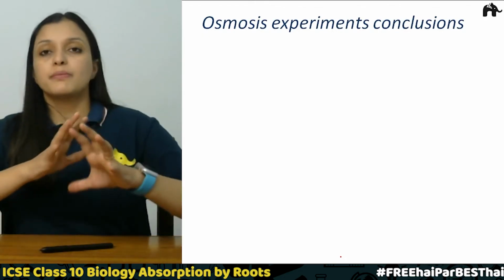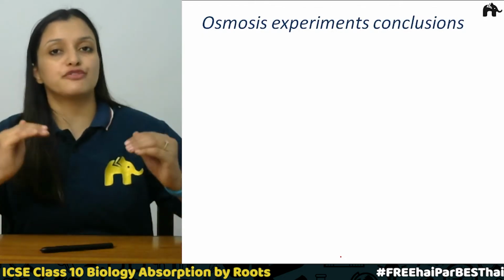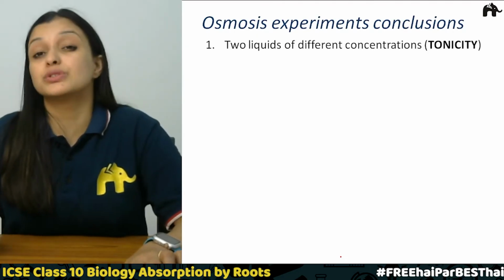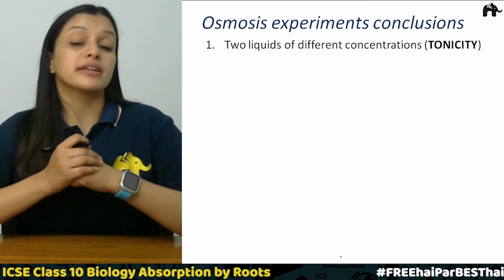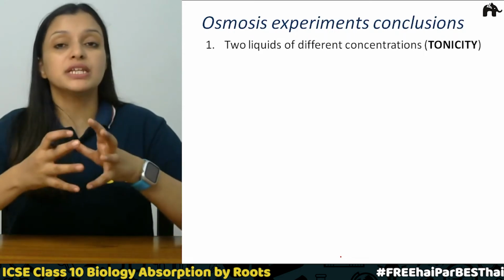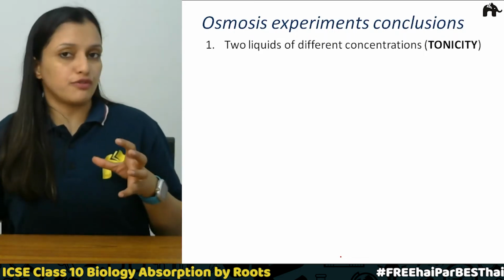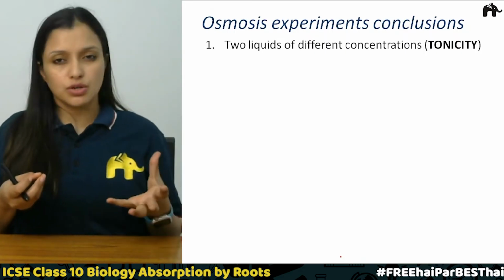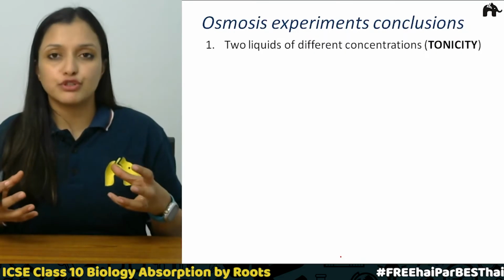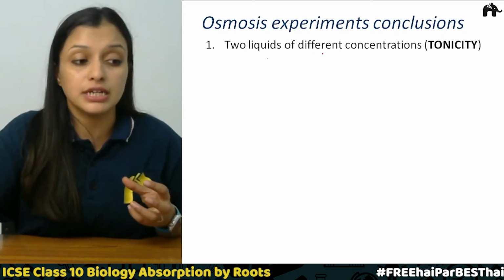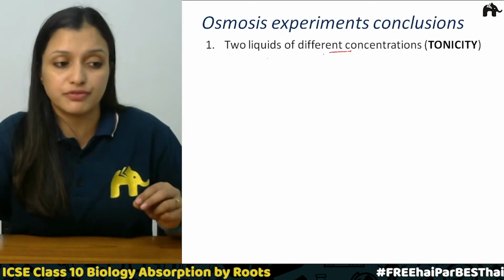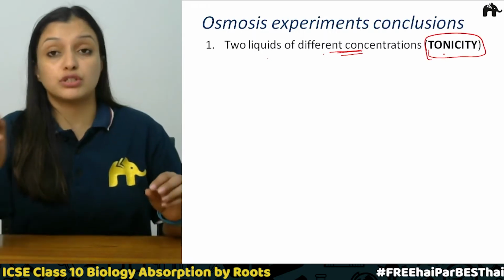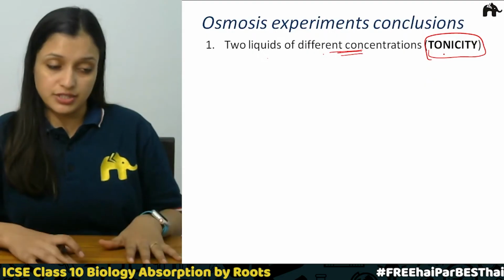Correct? So from the above four different experiments of osmosis, we have concluded these two points: while we are carrying out an osmosis experiment, we need two liquids of different concentrations, right? So say one is a sugar solution, another is water. How can we refer to them? We use the term tonicity for the two liquids of different concentrations, right?